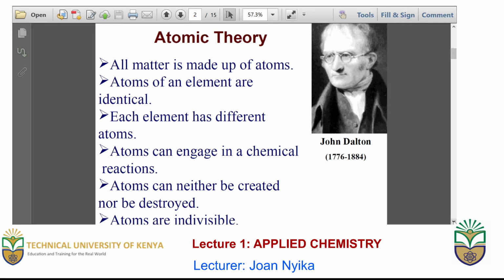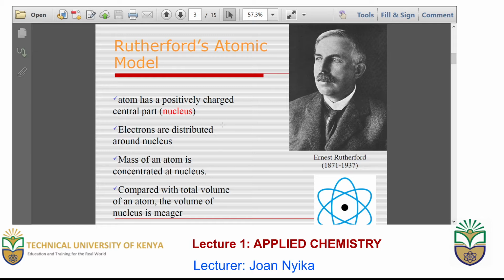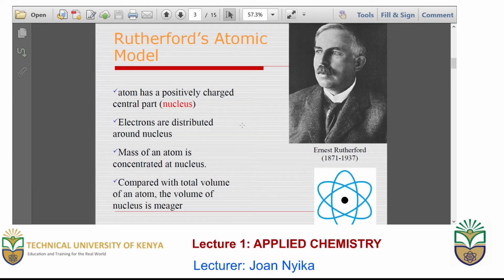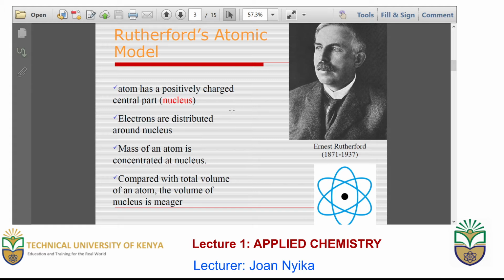Apart from the John Dalton theory, there is what we call Rutherford's atomic theory, which was developed thereafter, in 1871 to 1937. In this case, Rutherford saw that an atom is positively charged at the central part, which we call a nucleus. Around the nucleus are distributed electrons. Electrons, therefore, are moving around the nucleus.